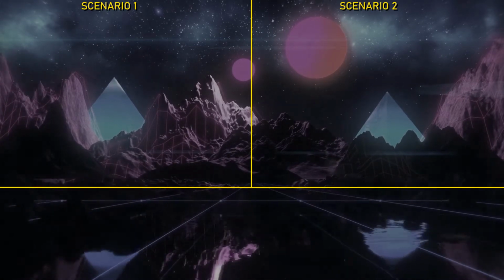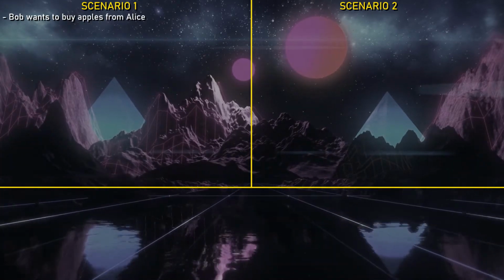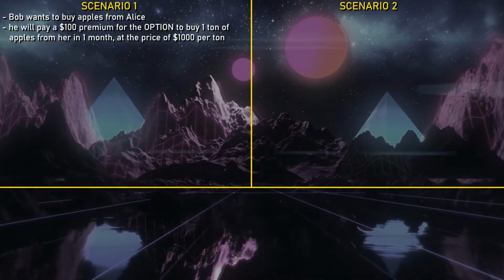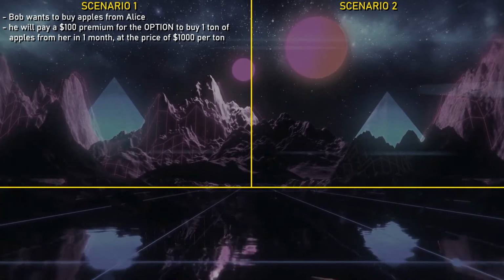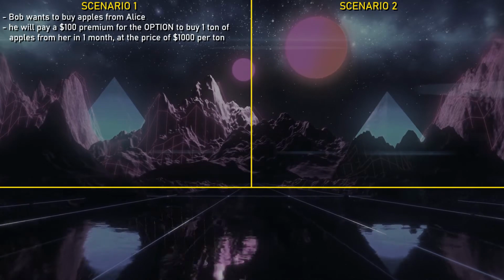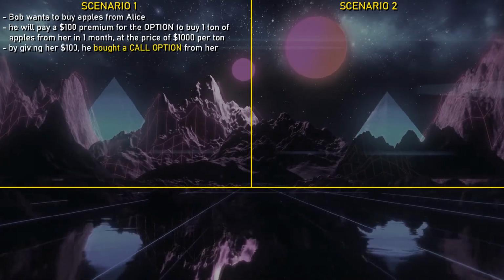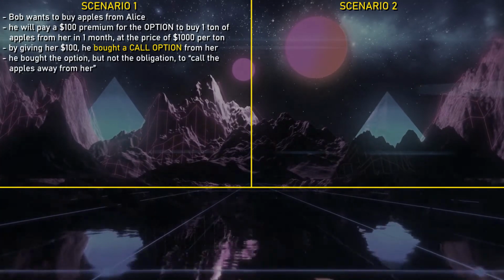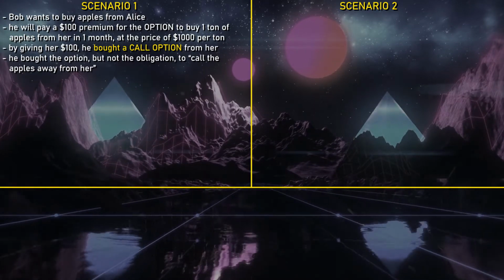In the first scenario, Bob wants to buy apples from Alice. He tells her that he will pay a $100 premium for the option to buy 1 ton of apples from her in 1 month at the price of $1,000 per ton. By giving Alice $100, Bob bought a call option from Alice. He bought the option, but not the obligation, to call the apples away from her.